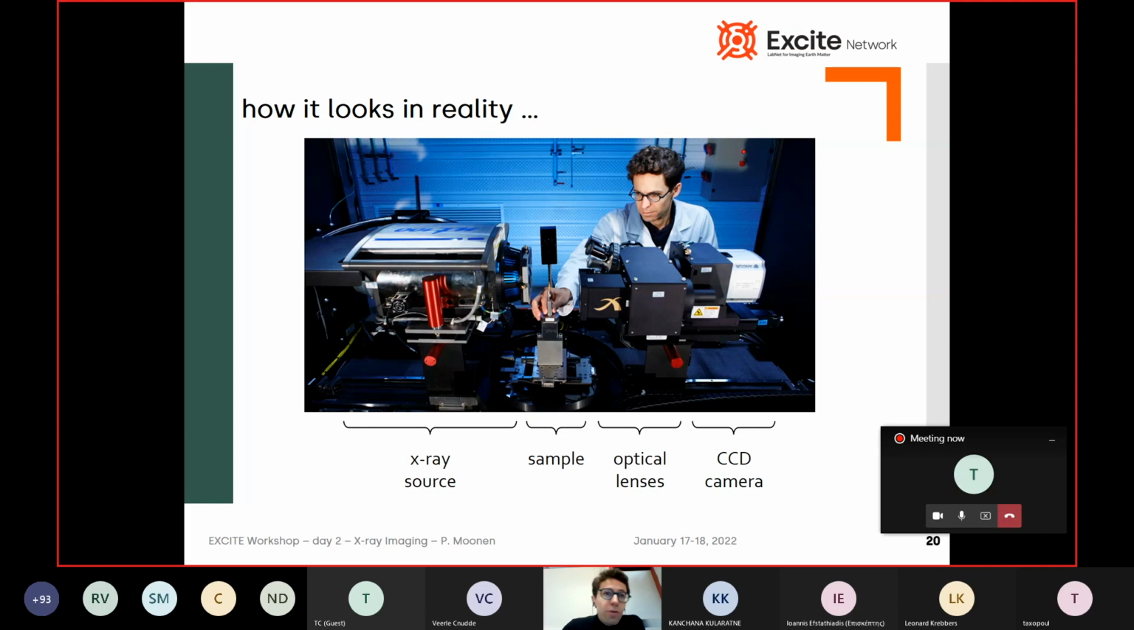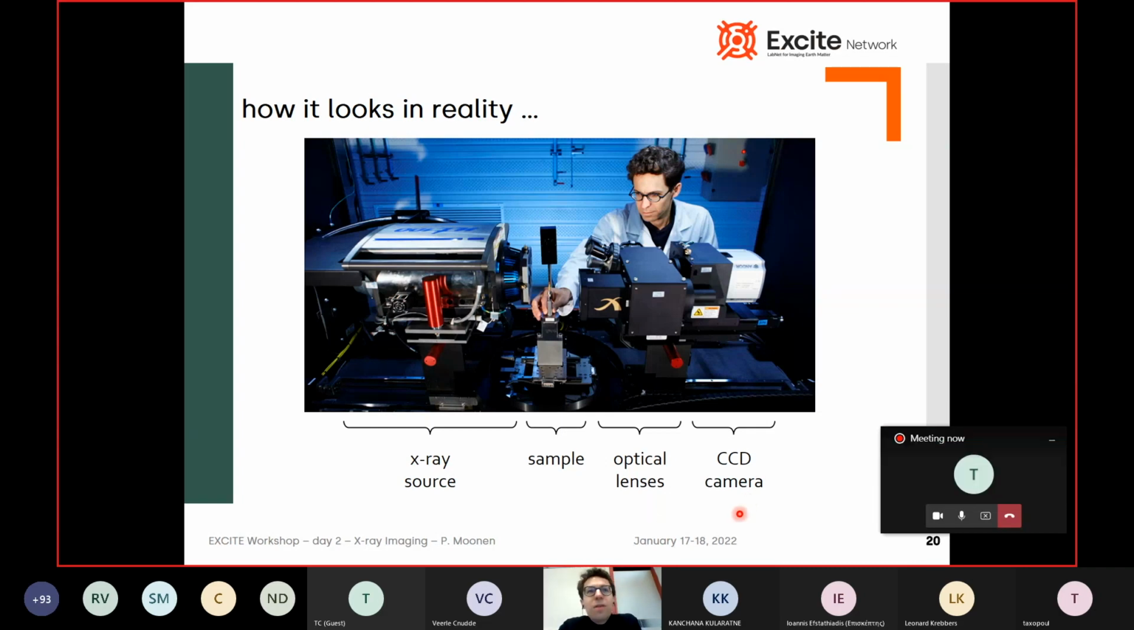Then, if we move further to the right, we come to an optical component. So here, this lens box is only needed if you want to combine geometric magnification with optical magnification. In this case, that was the goal. So this is an X-ray microscope, and it's meant to obtain a sub-micron resolution. And at the right, there is a CCD camera.